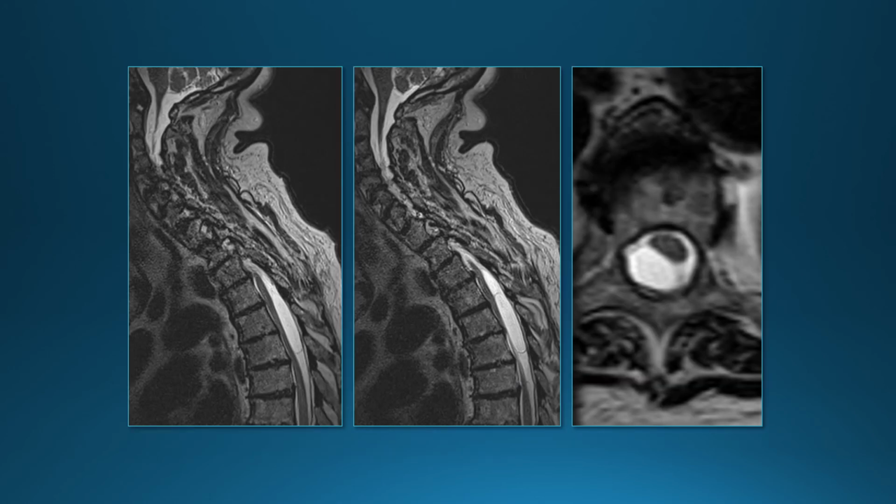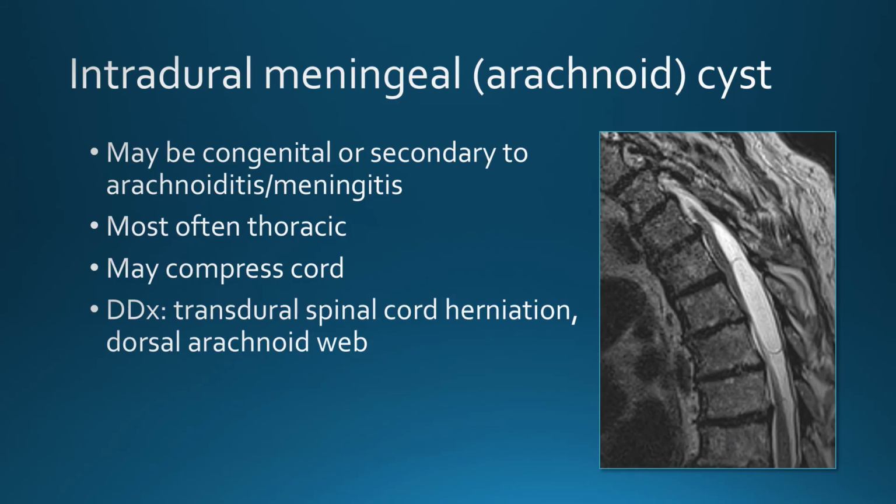There's another patient with a cyst here. This is a little bit different. This one is an intradural arachnoid cyst. So these intradural arachnoid cysts can be congenital or can be secondary to an arachnoiditis or meningitis. They're most often in the thoracic spine, and they can compress the spinal cord. You don't always see the walls of the cyst as nicely as you do in this one, but sometimes it's very hard to see those walls. They're very thin. The differential diagnosis of this intradural arachnoid cyst is spinal cord herniation and dorsal arachnoid web.